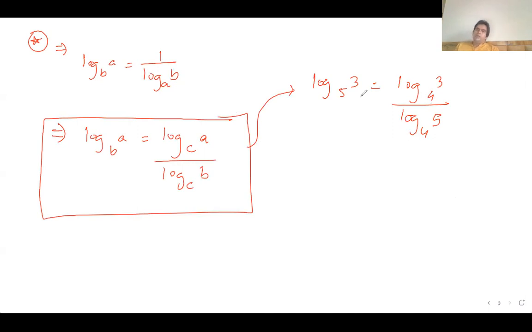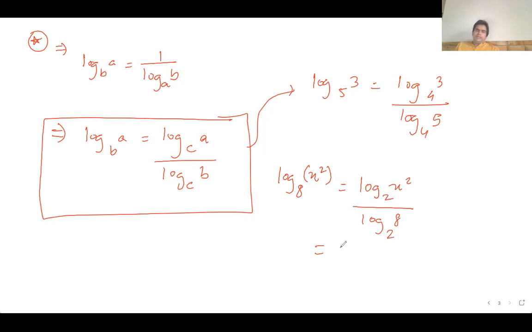That can still work as this value. So for example, if I've got log of x squared to the base 8, and I want to change this base to 2, I can write this as log of x squared to the base 2 over log 8 to the base 2.